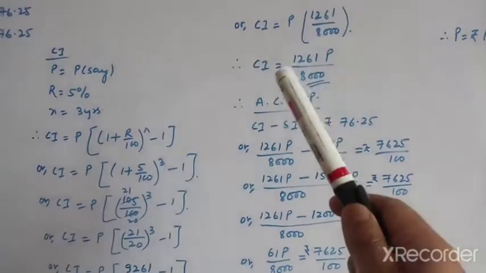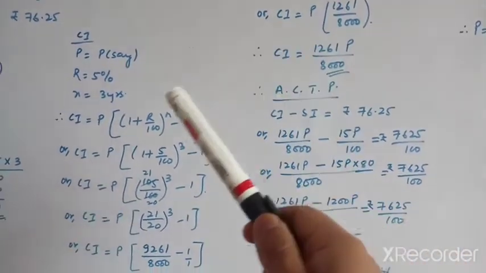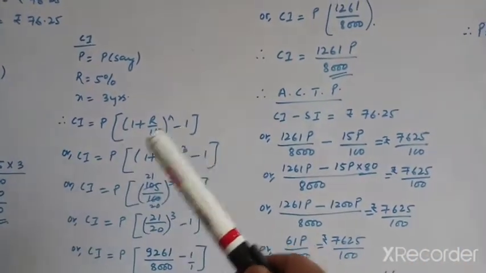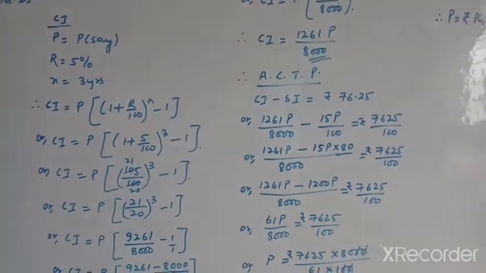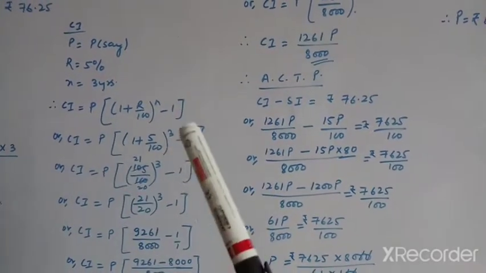Here you should not subtract, because we are using directly the formula of compound interest. So subtraction has already been done here.